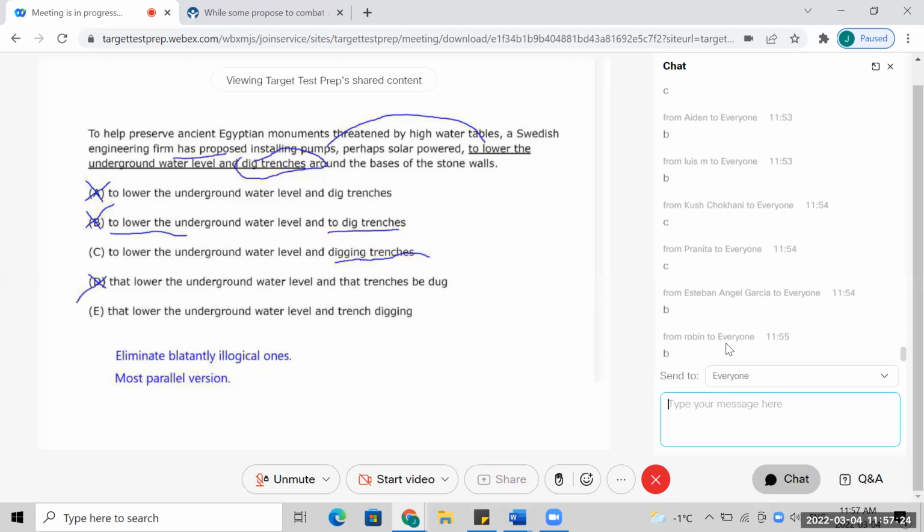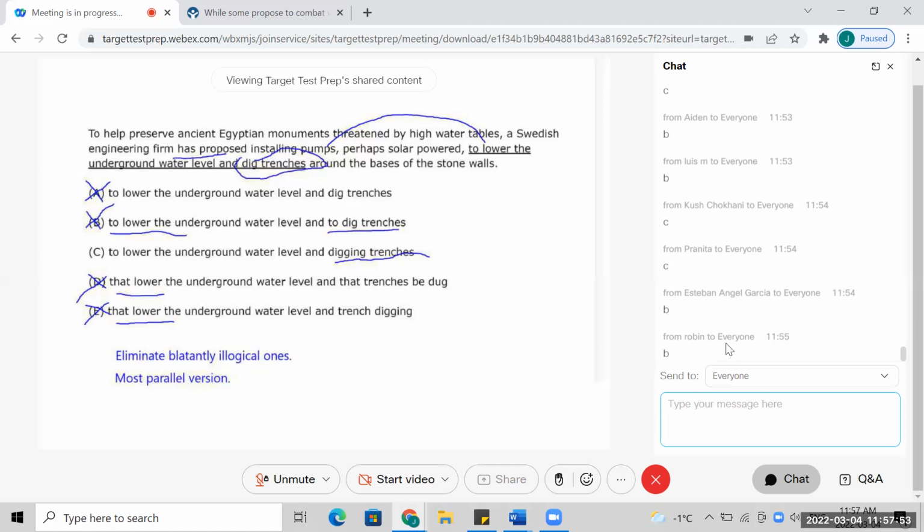E: "proposed installing pumps, perhaps solar powered, that lower the underground water level and trench digging." Is that as parallel to installing? No, right? And I'm going to explain why. If you want a real subtle reason why these two don't work, we'll talk about that too. We could also do it on this modifier, but I'm focusing on the parallelism right now. That's that "lower." But anyway, here's what's going on here. So C is our correct answer.